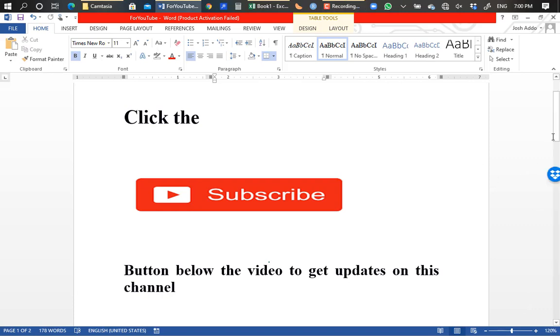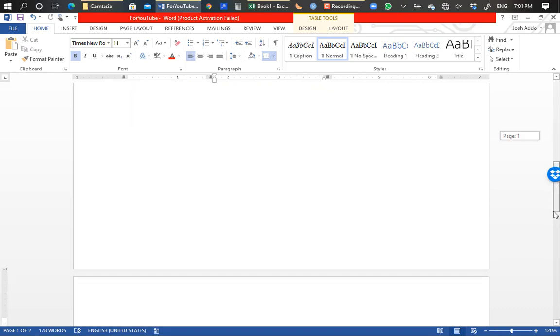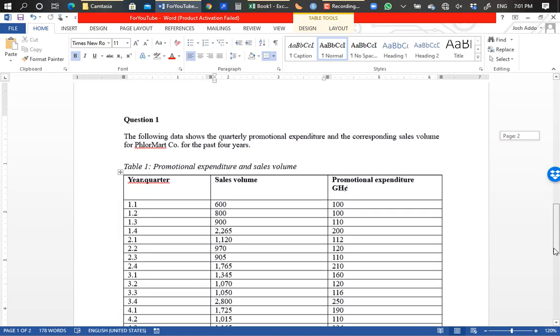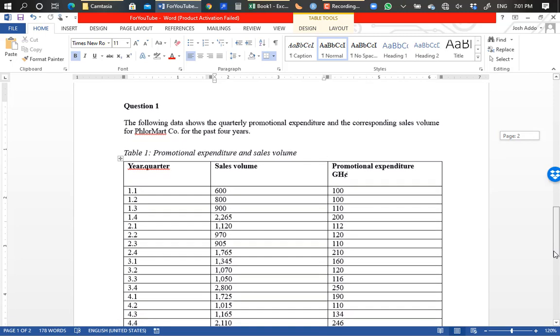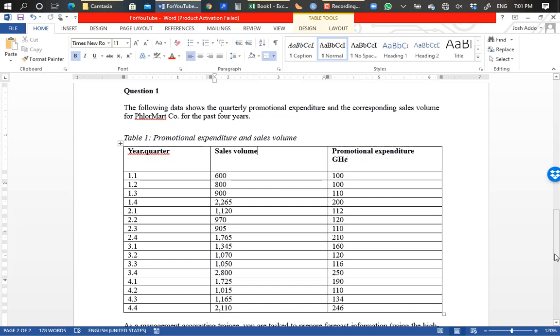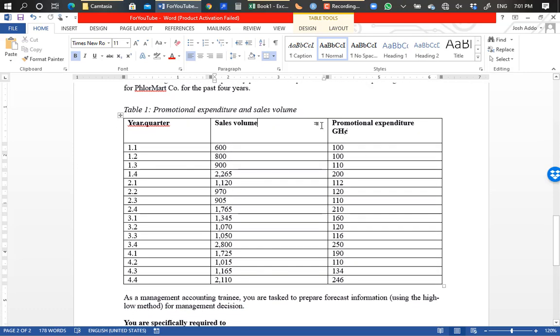We'll read the question together, look at the question requirements, and it is just about what I have just described. Okay. The following data, that's the data in the table, shows the quarterly promotional expenditure and the corresponding sales volume for floor mat company for the past 4 years. So we can all see the data. So we have the years and the quarters within the years.